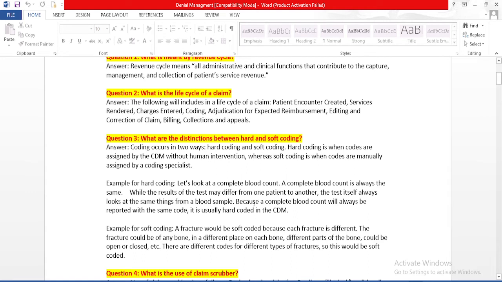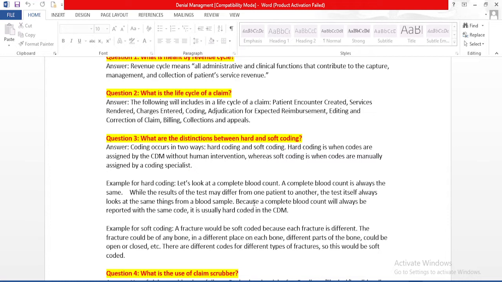Next question. What is the life cycle of a claim? The following will be included in the life cycle of a claim: patient encounter created, services rendered, charges entered, coding, adjudication for expected reimbursement, editing and correction of claim, billing, collections and appeals.